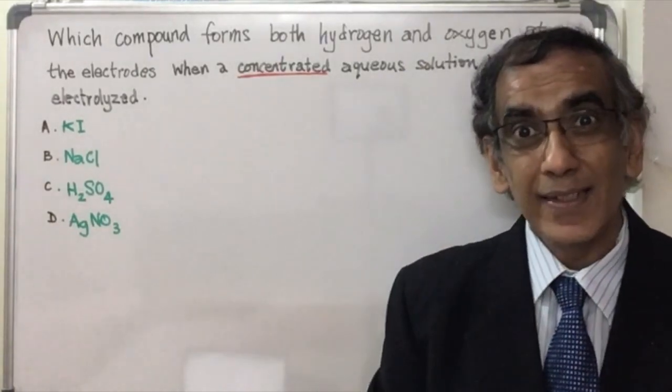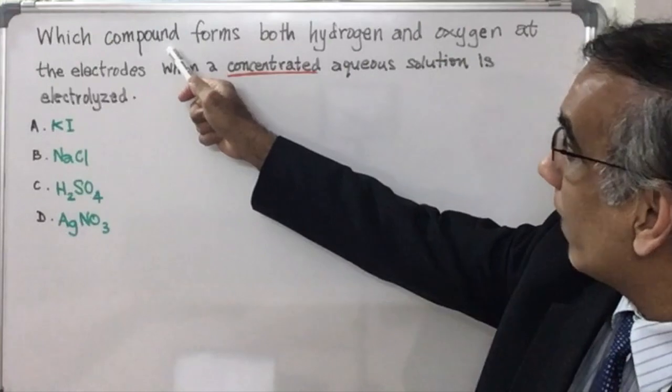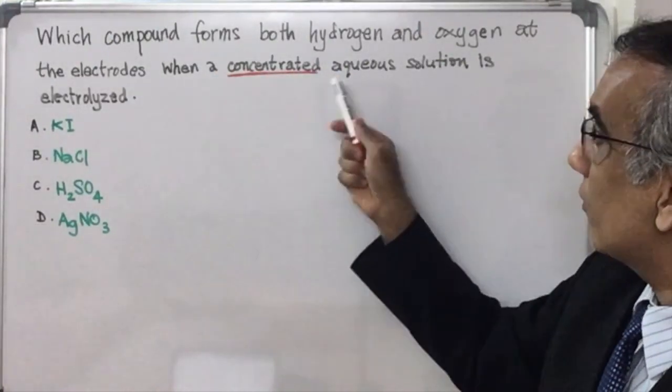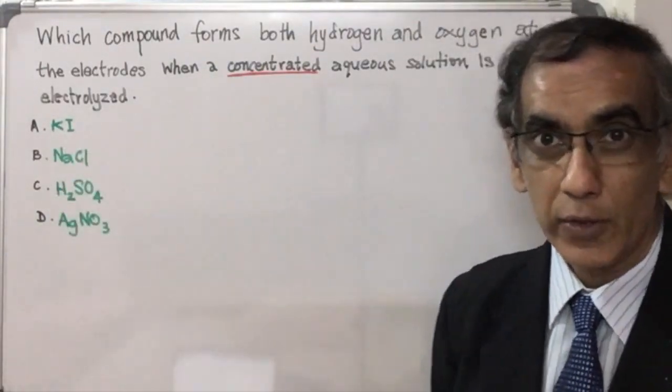Hello and welcome again as we look at yet another multiple choice question for IB Chemistry. Which compound forms both hydrogen and oxygen at the electrodes when a concentrated aqueous solution is electrolyzed? And you have these four choices here.